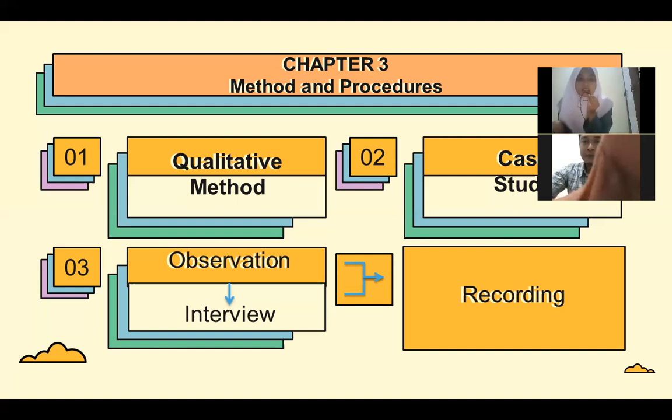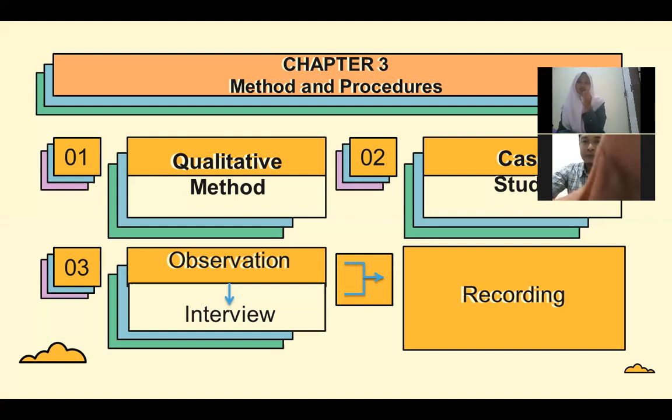And for procedures, the procedures for data analysis, for collecting the data, there were 2 steps. The first is the observation. Observations were conducted in 6 meetings with 2 English teachers, each of whom was observed for 3 meetings. Observations were made to collect the data for types and functions of code switching carried out by teachers during online learning.